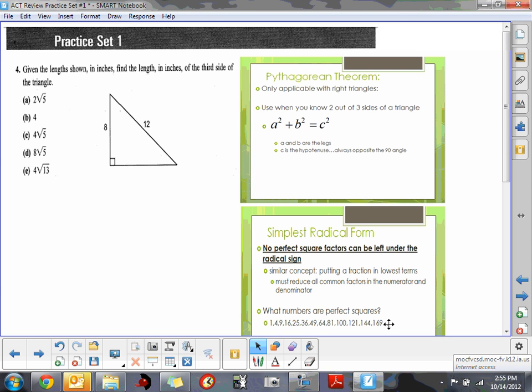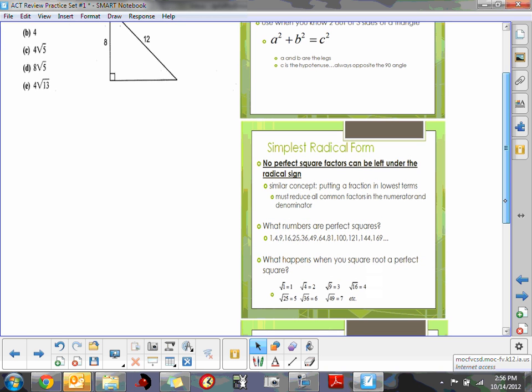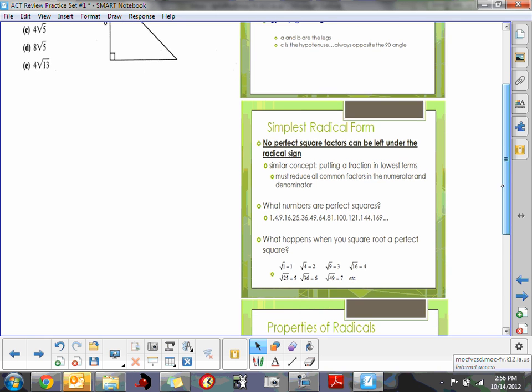Question number 4 assesses your ability to solve for a missing leg in a right triangle using the Pythagorean theorem. The other thing it's going to require that you know how to do is simplify radicals. So there's two things in here that we'll try to review. One is the Pythagorean theorem, which typically is not a problem for us. The one that is more of a problem for us is down here in simplest radical form. We're going to review what simplest radical form is, try to refresh that.